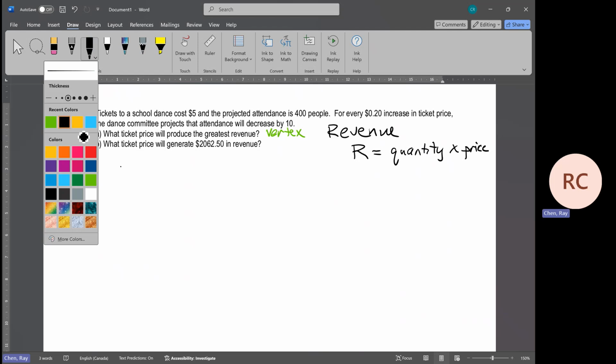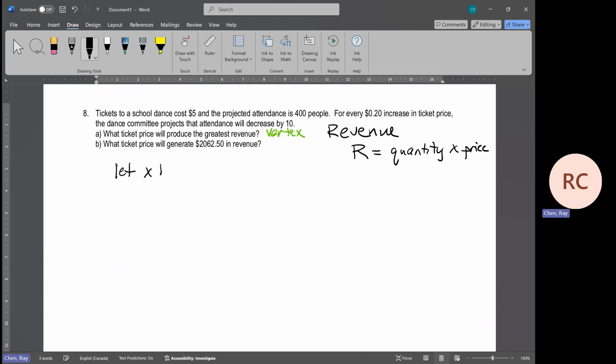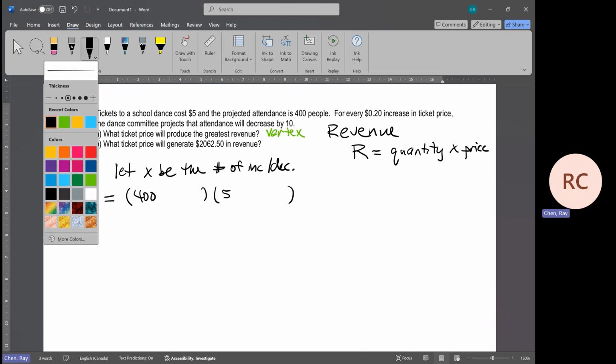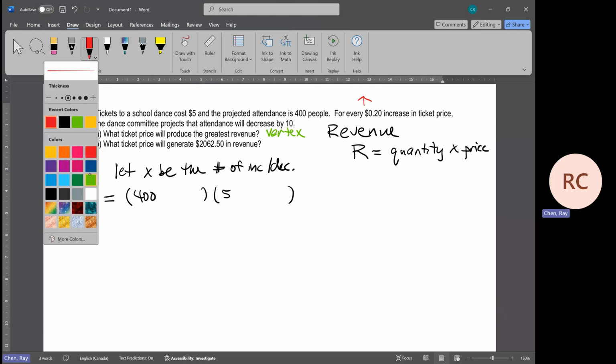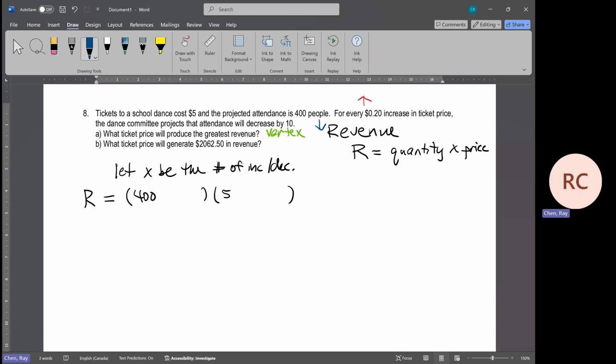Usually, most students will realize that if we let X be the number of increases or decreases, the revenue will equal the quantity of people attending, which is 400, multiplied by the ticket price, which is $5. But they did a survey. They projected that for every 20-cent increase, the dance people realize there's going to be a decrease. So something's going to go down.